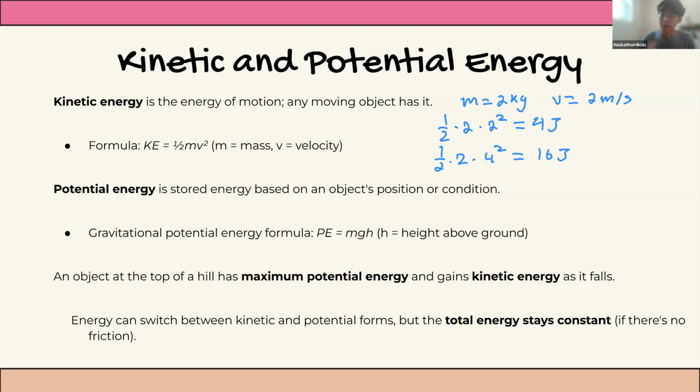So if you have a ball at the top of the cliff and you drop it, its height decreases as it's falling, so its potential energy will decrease, because mass and gravity stay constant and the height is changing. But as you're dropping, the velocity of the ball increases. And remember, kinetic energy is 1/2 mv squared. So as gravitational potential energy decreases, kinetic energy will increase.